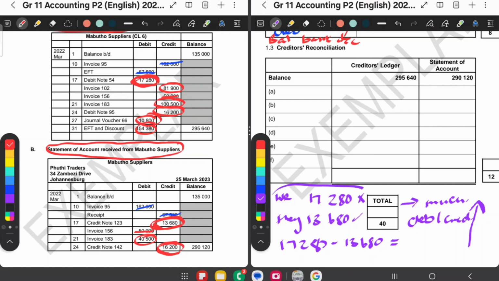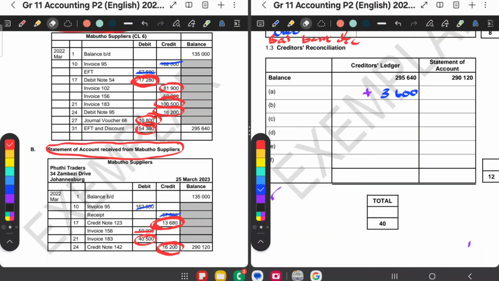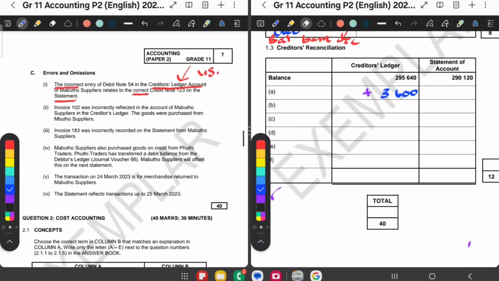Now remember, we made the mistake. So we go to the ledger and we say plus. What's the difference? 3,600. And that's how you do that adjustment. So let's cancel this. We're done with this and we're done with that. Okay, let's go read the information.